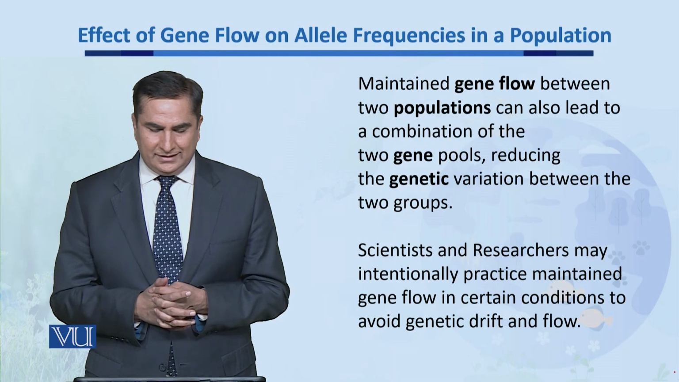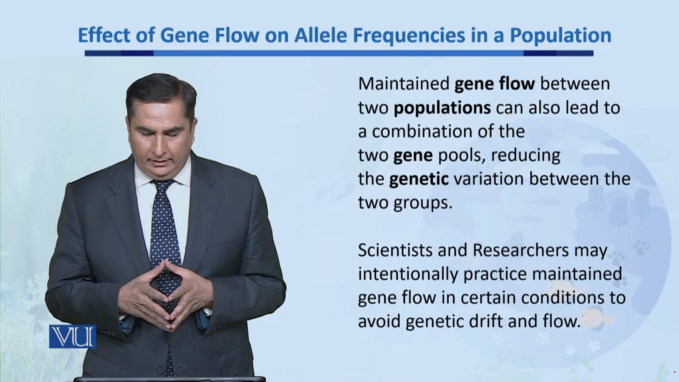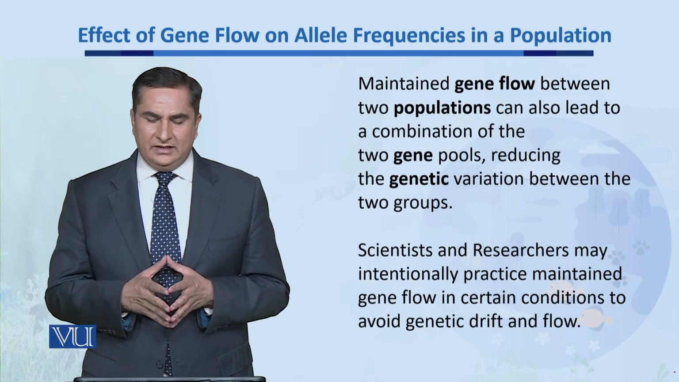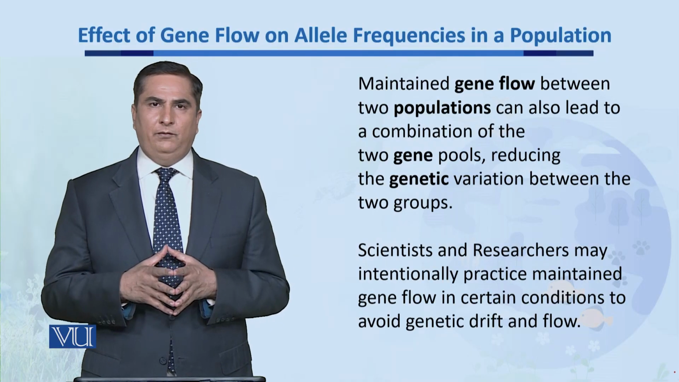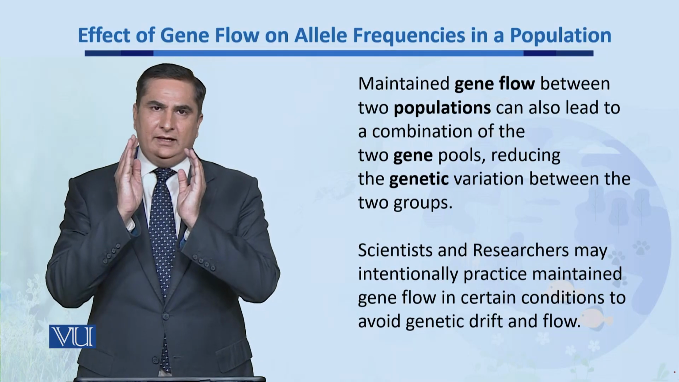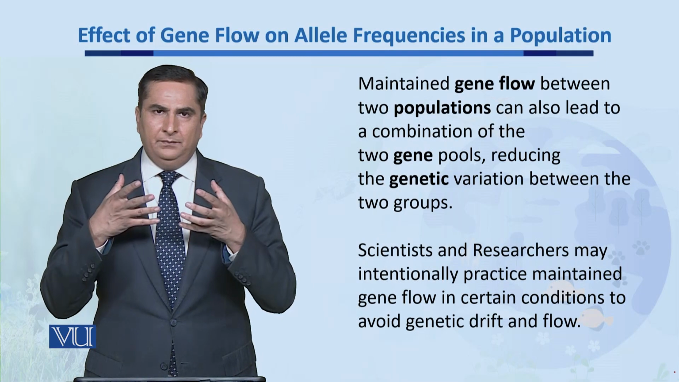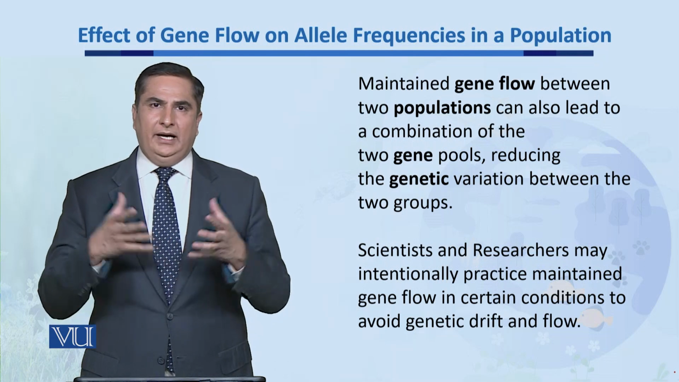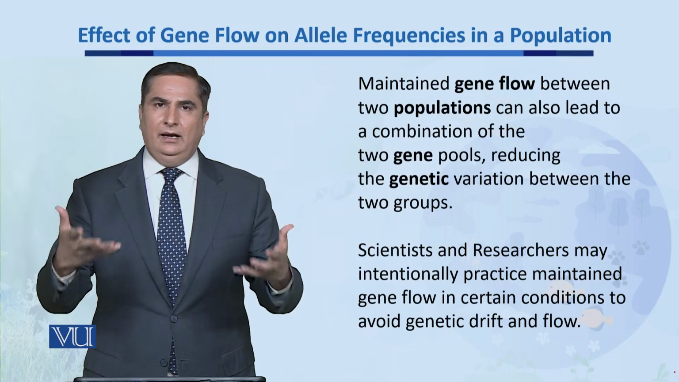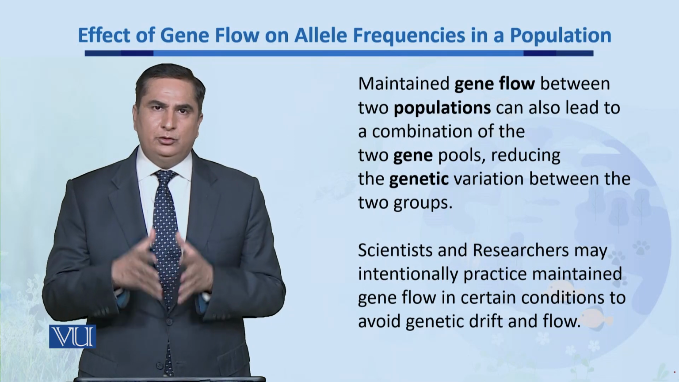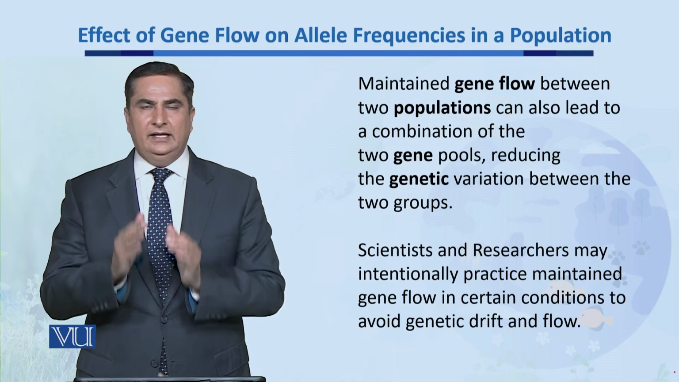Scientists and researchers, that's why, intentionally practice maintained gene flow in certain conditions to avoid genetic drift. If a certain population of, for example, some cattle with very desired traits are present in an area, scientists try to maintain those alleles, and an artificial gene flow is induced to ensure that those traits or the allelic frequencies remain intact in that population.